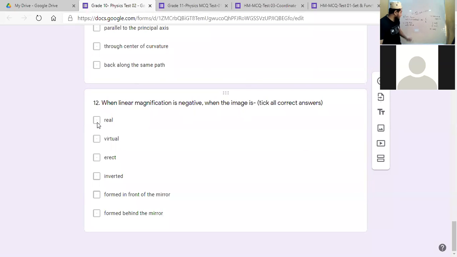Number one option, real, yes, we will put it correct. And virtual, no. Erect, no. Inverted, yes. Found in front of the mirror, yes. Found behind the mirror, no. So there are three correct options, and 3 marks will be awarded if you can put a tick mark on all three of them.